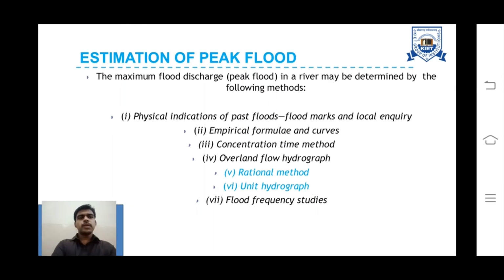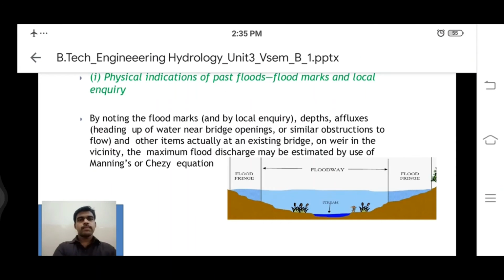Here comes the estimation of the peak flood. Maximum flood discharge, that is, peak flood in a river, may be determined by the following methods: numerical calculations, empirical formulas and curves, concentration time method, overland flow hydrograph, rational and unit hydrograph methods. Why have I highlighted these two methods? Because these are the basic, fundamental and very important flood frequency studies. These are the things we use to estimate the peak flood.